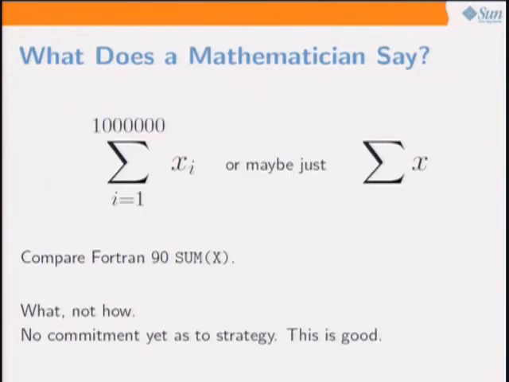Now, what does a mathematician say when he or she wants to add up a bunch of numbers? Well, there's this big sigma notation, which is very convenient. And you can either control the index variable from i going from 1 to a million, or maybe you just say big sigma of x. And Fortran 90 has a simple sum primitive where you just hand it the array and it hands you back the sum. This kind of notation is good because it says what you want to do without a commitment to how. So there's no commitment to strategy.